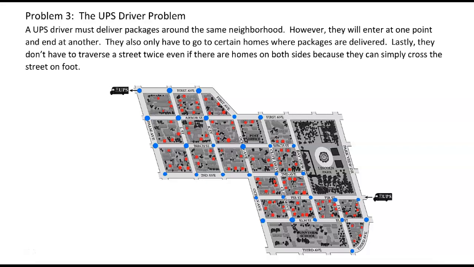Now let's draw our edges only for streets that have a home that needs a package delivered. Now we have a graph to represent the UPS driver problem. Everywhere there's a blue edge, the UPS truck needs to drive to deliver a package. And now we'll go on to problem 4.